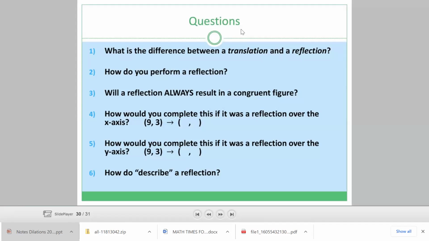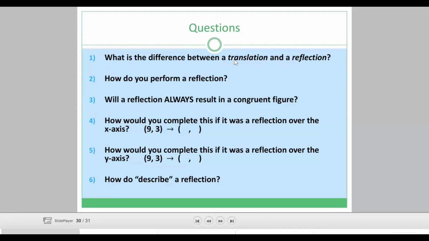Miss, I can answer. Yes, go ahead. A translation is when the object slides, and a reflection is a flip, when you flip the object. Very good. Very, very good. I have nothing to change here. Okay, good response.